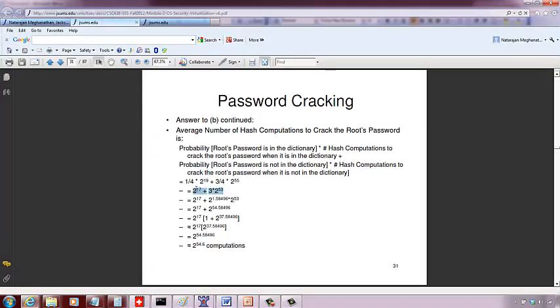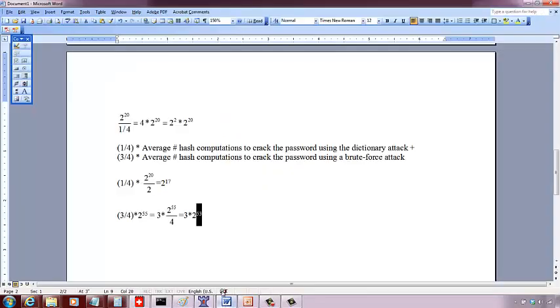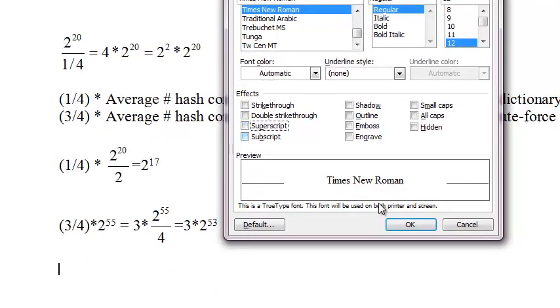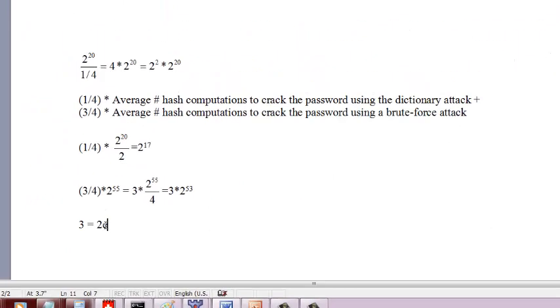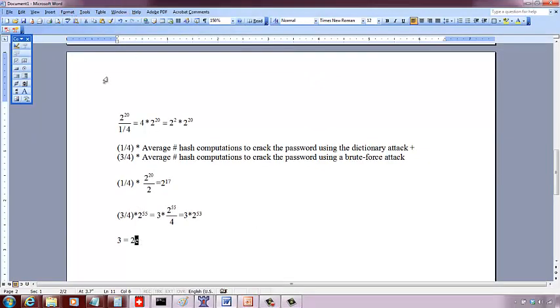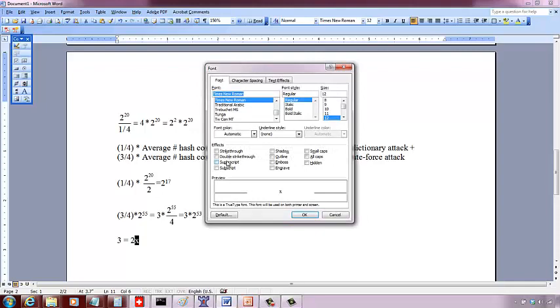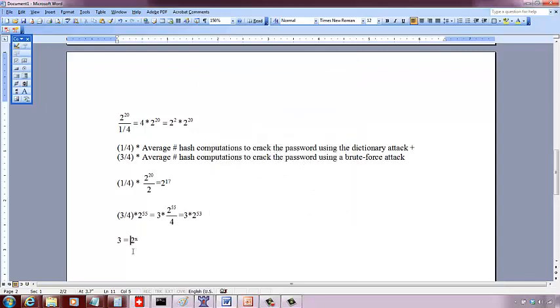So I want to have this 3 written as 2 raised to something, so that we can have everything in terms of 2 raised to something. Okay, so we want to represent this 3 as 2 raised to some exponent, let's say some x. So we want to find what is that x. So we want to solve for x over here.